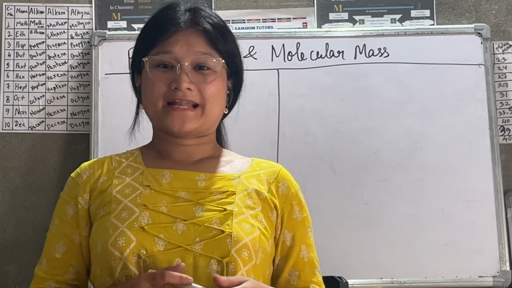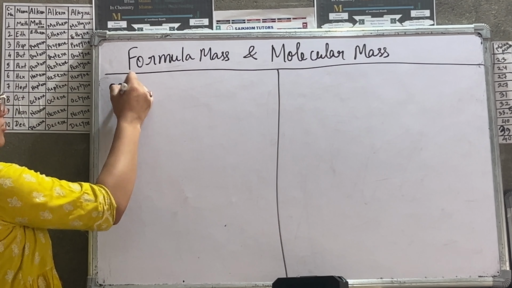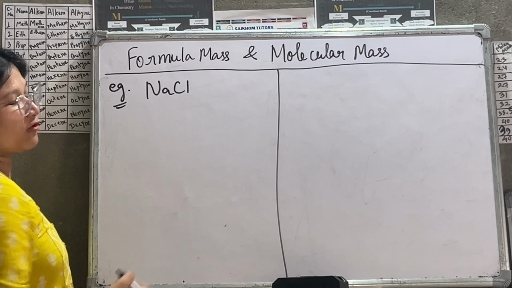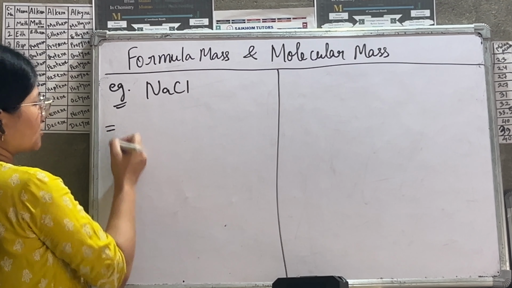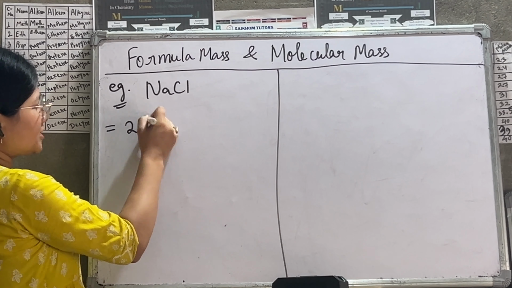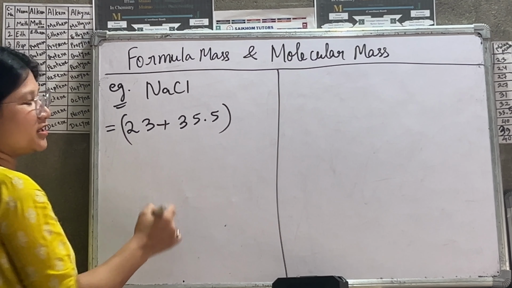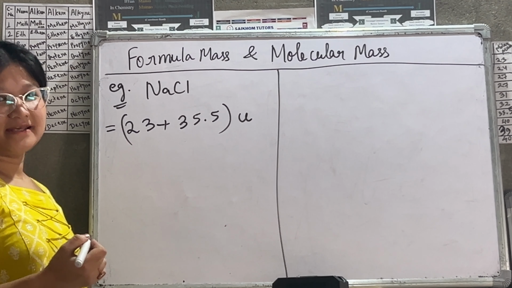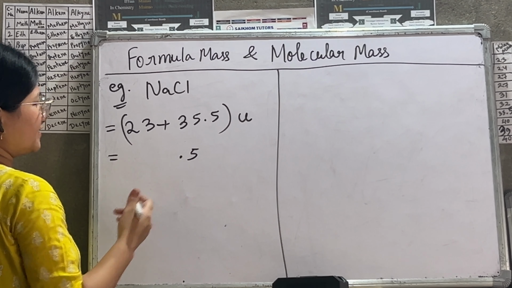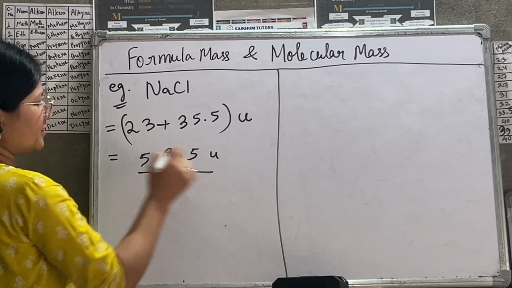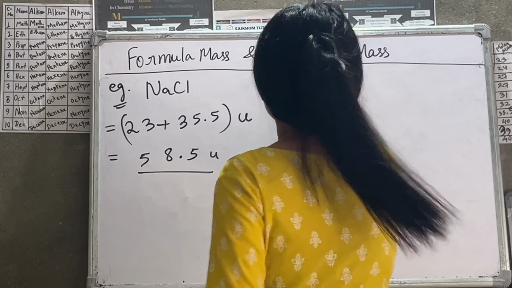Now let's calculate formula mass and molecular mass. For example, the formula mass of sodium chloride. For that you need to remember the mass of sodium and the mass of chlorine. The mass of sodium is 23 plus the mass of chlorine, 35.5, and the unit is atomic mass unit, simply u. So the total is 58.5 u.